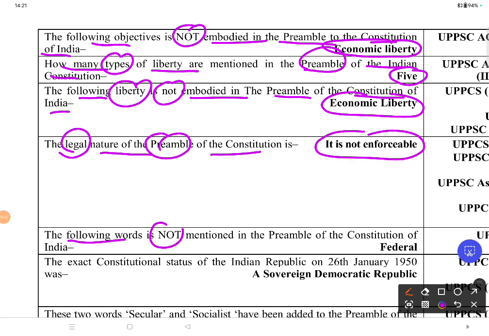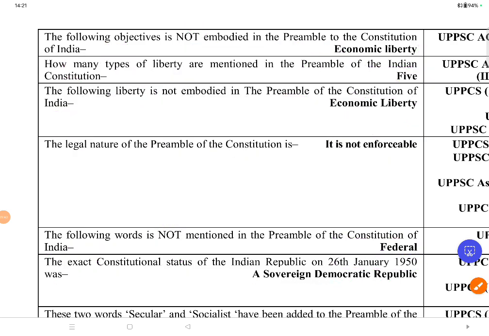The following word is not mentioned in the preamble of the Constitution of India. Federal. The exact constitutional status of Indian Republic on 26 January 1950 was a sovereign, democratic and republic.